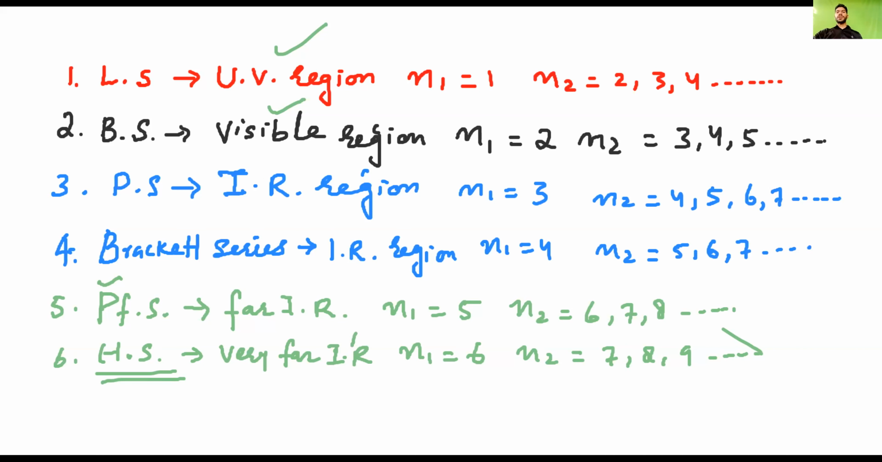Next is their n1 and n2 value. So I hope you will remember that for Lyman, n1 is 1, and n2 is 2, 3, 4. Similarly, for Balmer series, n1 is 2, and n2 is 3, 4. So you will simply remember that n2 is always greater than n1. The n2 value is greater than n1.